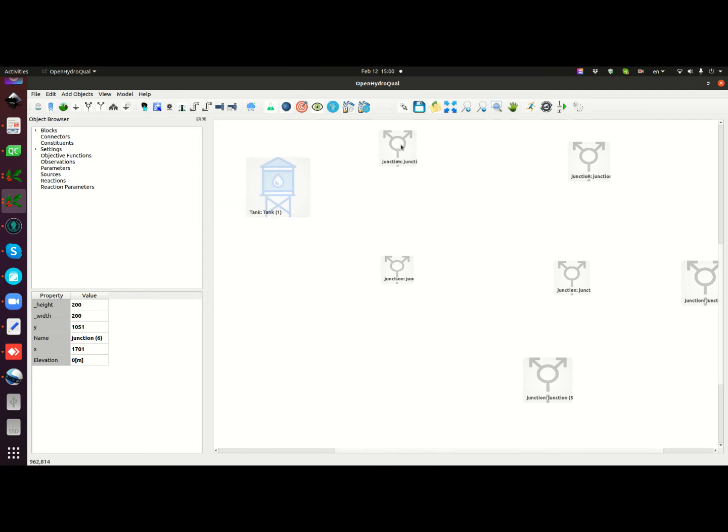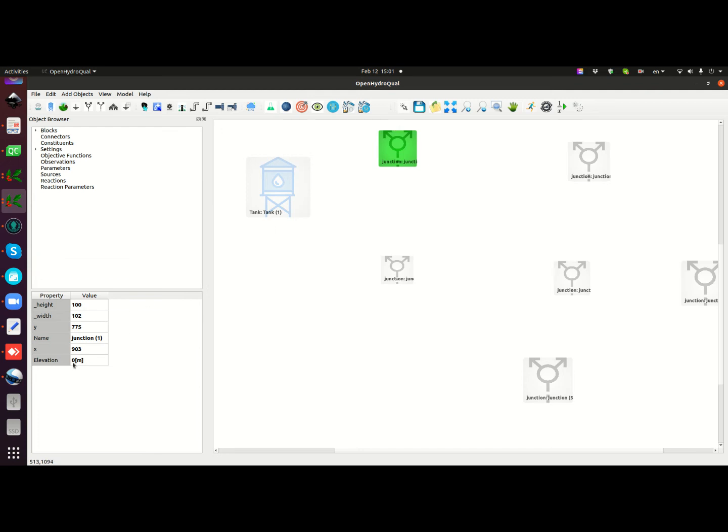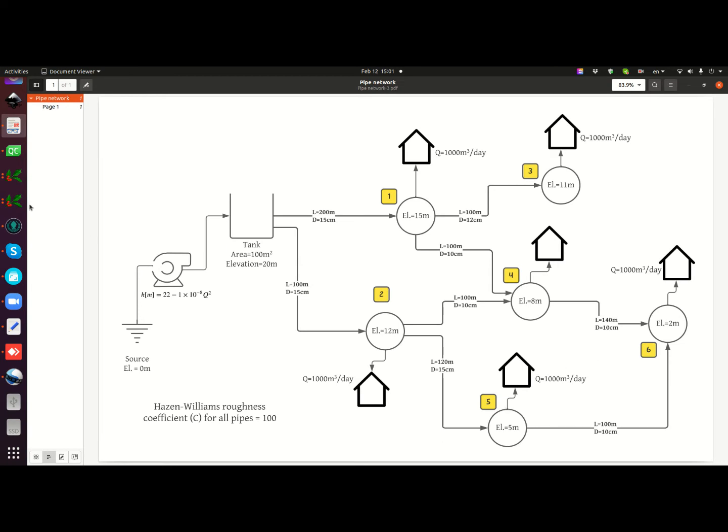Then let's assign the properties of the junctions. The only property we need is elevation. So the elevations are basically 15, 12, 11, 8, 5, and 2. So I hope I can memorize this. So it's going to be 15 meters, 12 meters. Oh, this was not entered, so let's do 15. I need to press enter, and then we got 11, and then I think it was 8, 5, and 2.